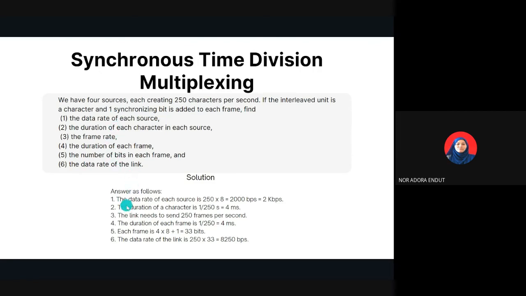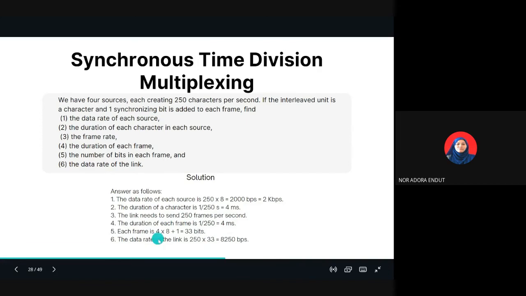Okay, so again kita kira mengikut bit rate. Kalaulah ada 250 karakter, satu karakter 8. Okay, so the data rate of each source will be 2000 bits per second. Okay, so since dia hantar satu karakter dan dia ada 250 karakter, maksudnya kita perlu hantar 250 frames per second. So the duration of a character will be 1/250. Okay, and the link needs to send 250 frames per second. The duration of each frame is again 1/250.